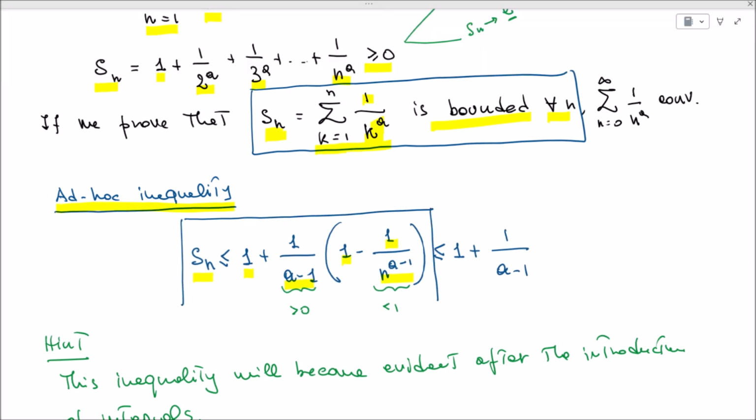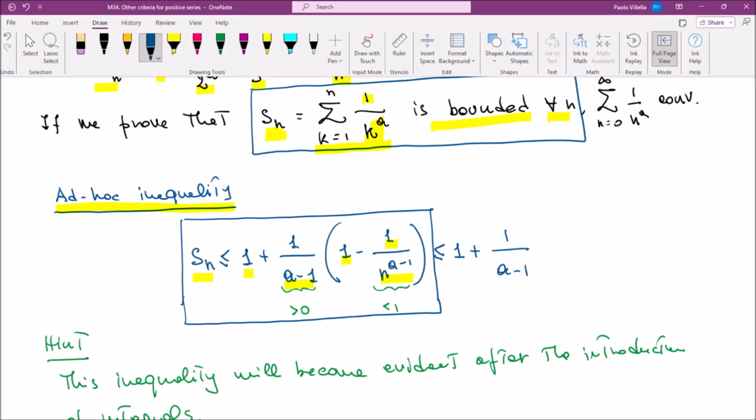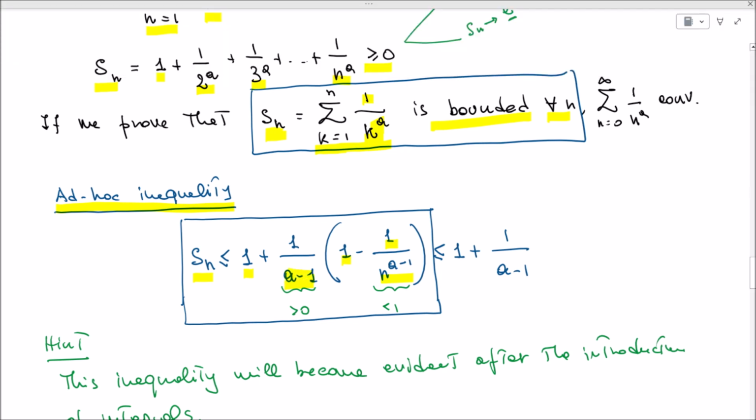And this inequality, if we manage to prove this inequality, well, we are done, because this inequality will prove that every partial sum is bounded. Now let me explain why this is actually a bound for every partial sum. Remember that we are in the situation where a is larger than 1. So if a is larger than 1, that means that a minus 1 is positive. Okay? And also the exponent of n is positive.